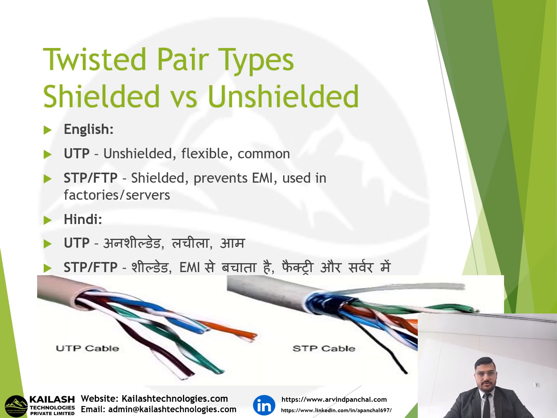Twisted pair wire has two types: shielded versus unshielded. As in the picture you can see UTP, unshielded twisted pair cable. You can see there is no other black material covering the wires, which is shown in the STP cable. So the UTP cable doesn't have that extra material covering, but the STP cable, shielded twisted pair cable, has that feature. So this is the major difference between them.